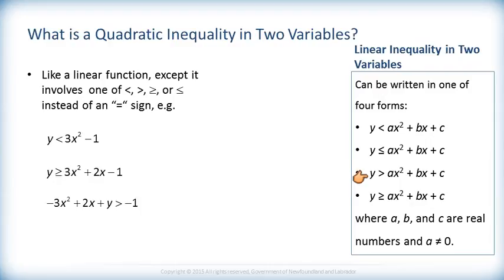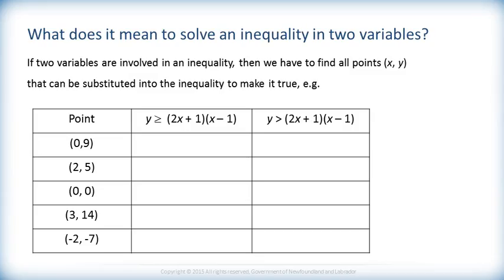I'd have this form. Recall that in section 9.2 we looked at quadratic inequalities in one variable, and those only contained x's, no y's, and we graphed their solutions on number lines. Because we have two variables involved here, we'll need both our x and our y-axis involved, which means it's a two-dimensional graph. Shading will be involved. Now recall, if two variables are involved in an inequality, then we have to find all points (x, y) that can be substituted into that inequality to make it true.